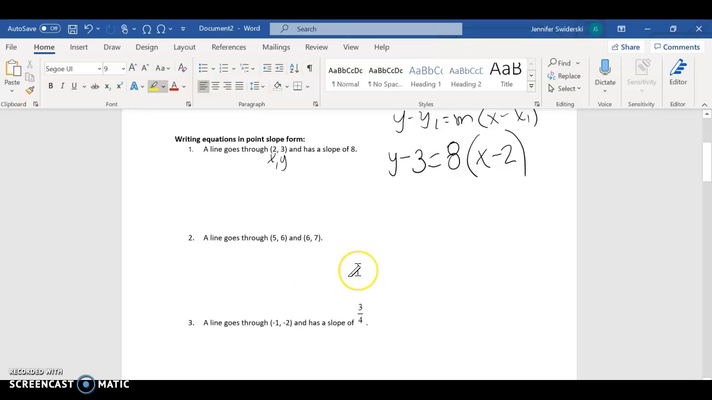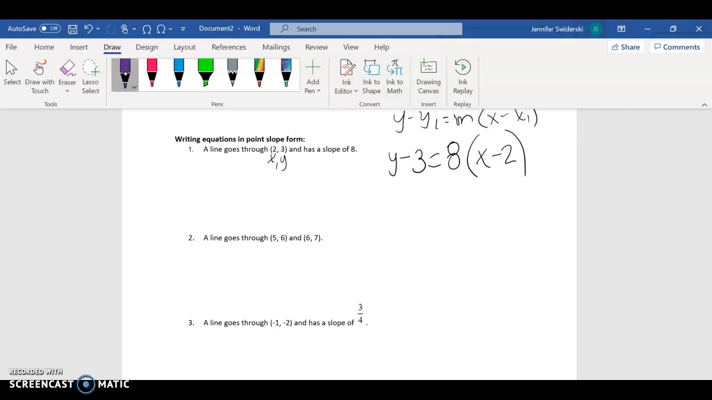Now it says the line goes through 5, 6, and 6, 7. They want us to write it, I'm assuming, in point slope form. So remember, it's going to be y minus y1 equals m times x minus x1. Well, look, we don't have my slope, we have to find it. To find the slope from 2 points, you subtract your y's and your x's. So slope is 7 minus 6 over 6 minus 5. 7 minus 6 is 1, 6 minus 5 is 1. My slope is 1.